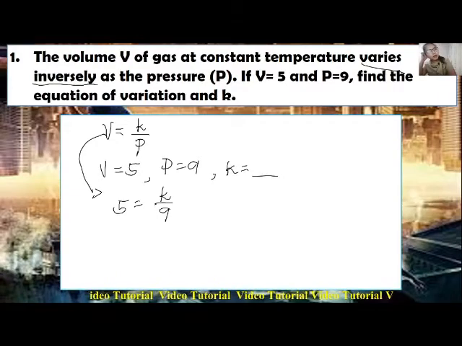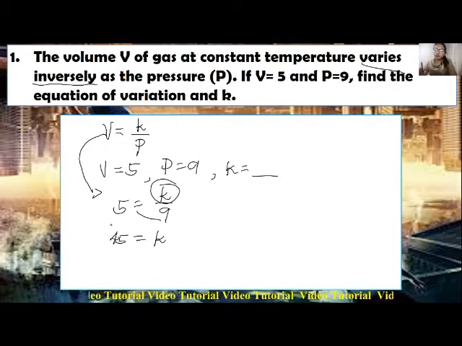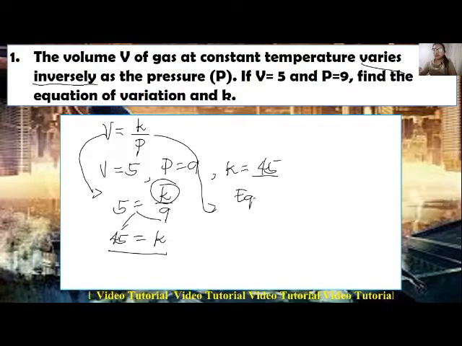Again, we can apply cross multiplication or the multiplication property of equality. So I just cross multiply 9 times 5, which is 45, and then the remaining variable on the right side is K. So 9 times 5, 45. So K is equal to 45. Now that we have the value of K, we substitute for the equation of the variation.